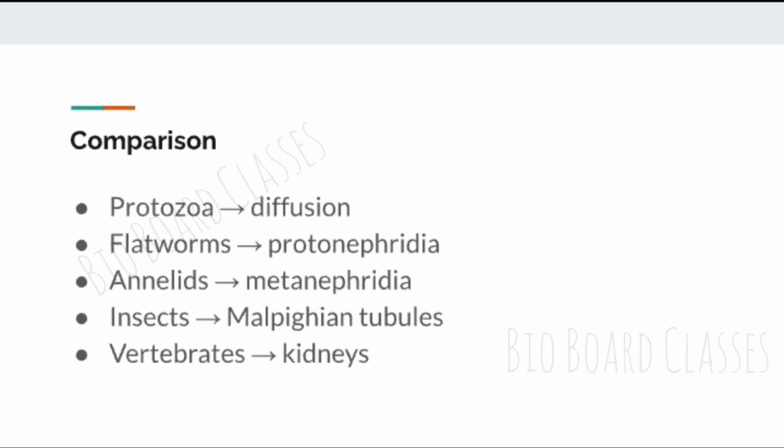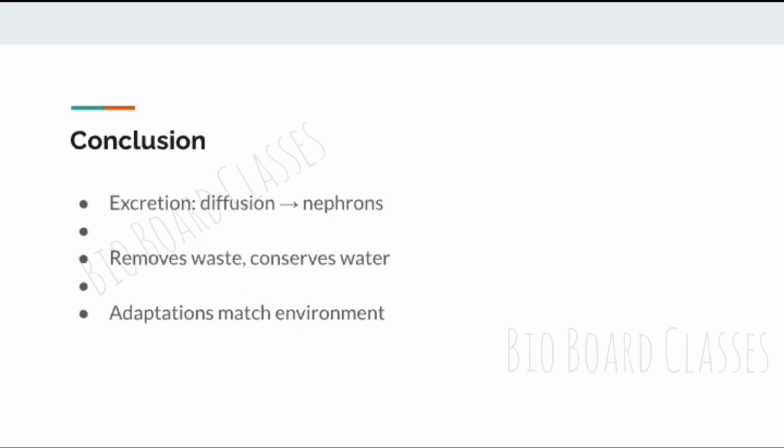The excretory system evolved from simple diffusion to highly specialized kidneys, whether it's vacuoles, nephridia, tubules, or nephrons. Every structure solves the same challenge, that is, removing waste and conserving water. Evolution shaped excretion to match survival strategies in every environment.